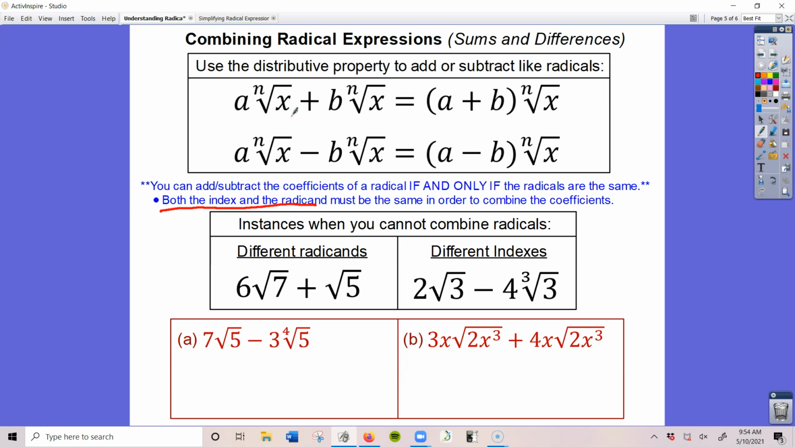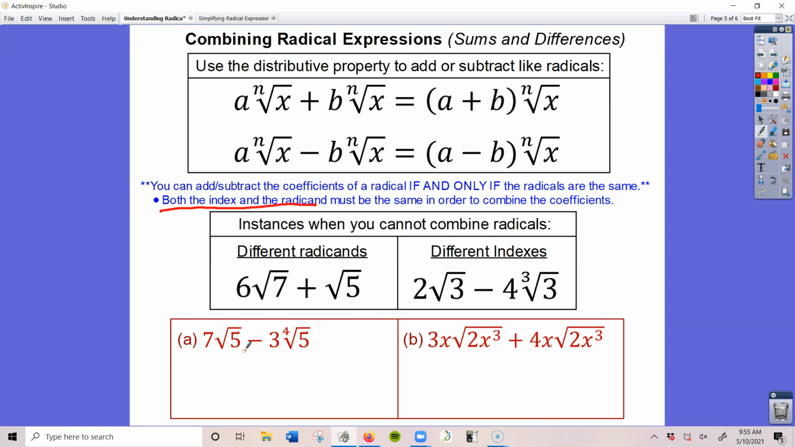As you can see here, we have this radical and this radical. They have the same radicand, they have the same index, so we would just add the numbers on the outside, a plus b. Here we have the same thing, same radical, same index, same radicand, so then we would subtract a minus b, just the numbers on the outside. So these are some instances when you would not be able to combine. Here we have different radicands, so the different square roots. So this would just be left like this. And then here we have different indexes. This is the square root of 3, but this is the cube root of 3. So I would not be able to combine these either.